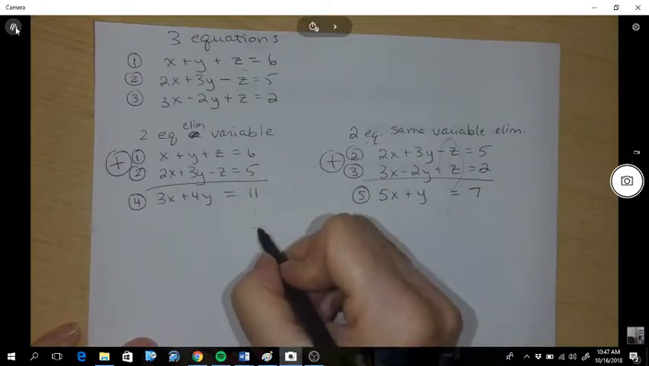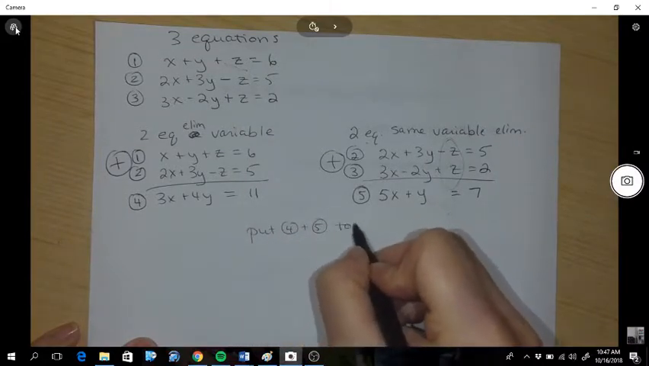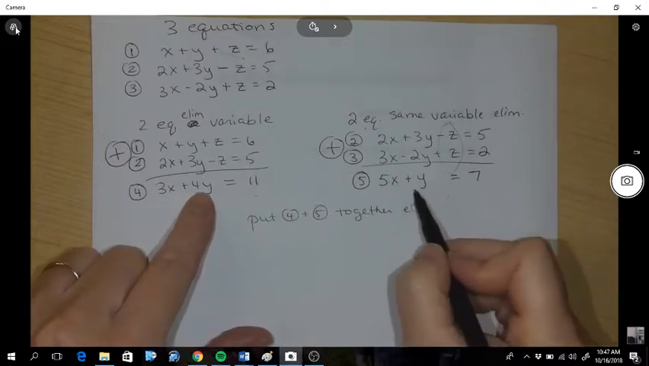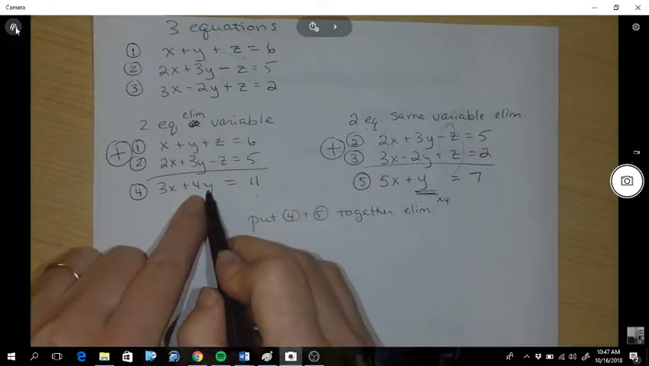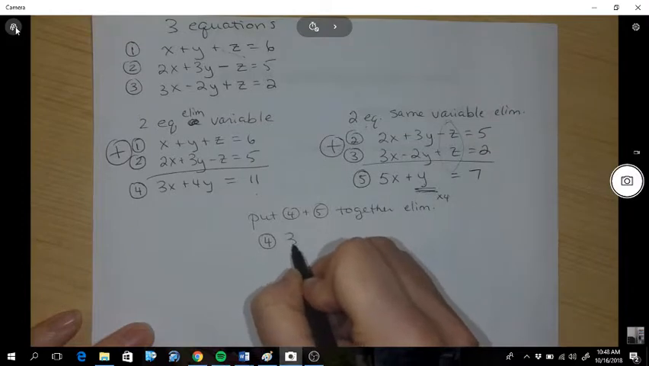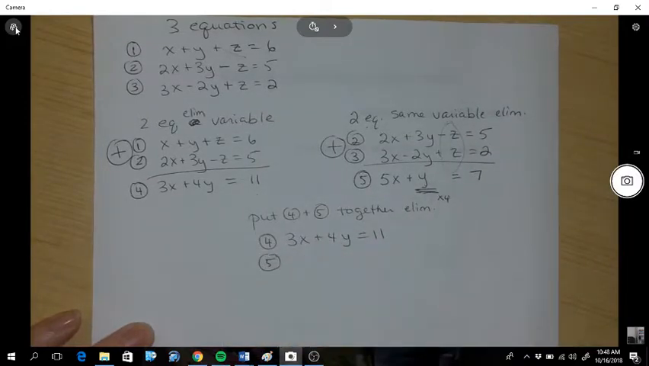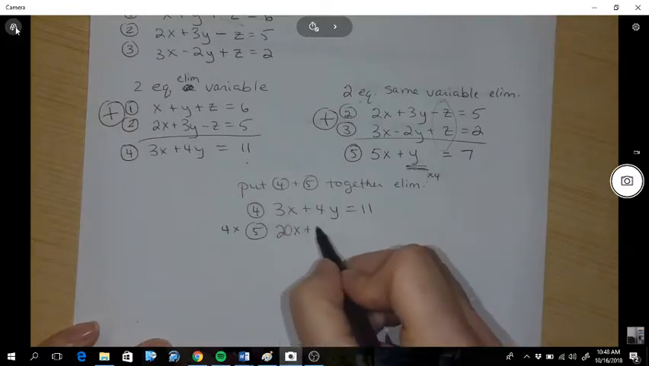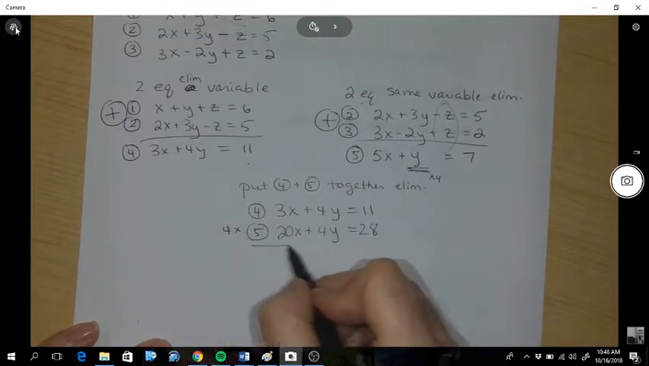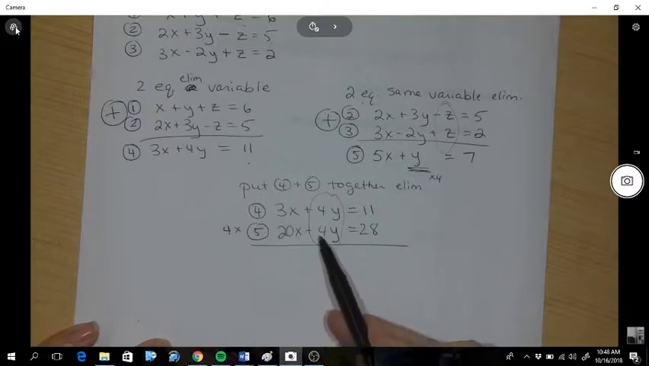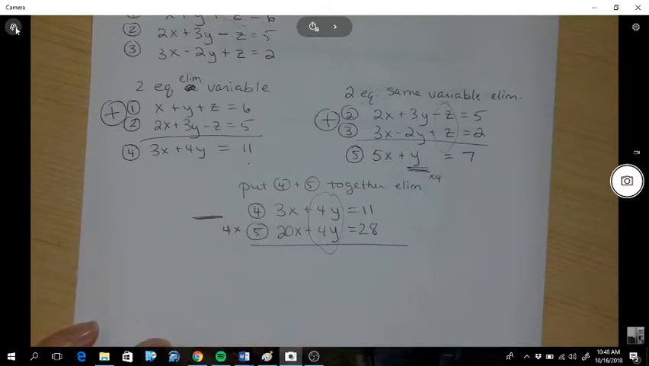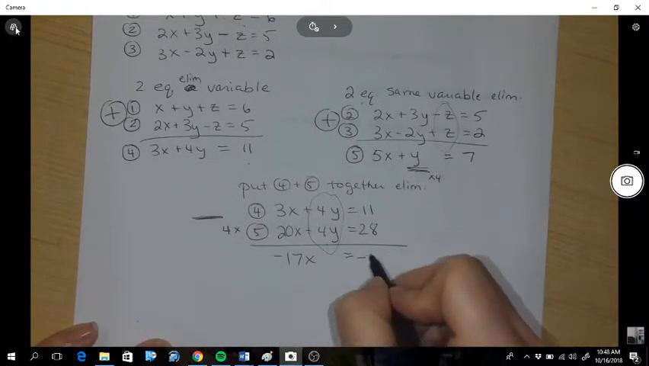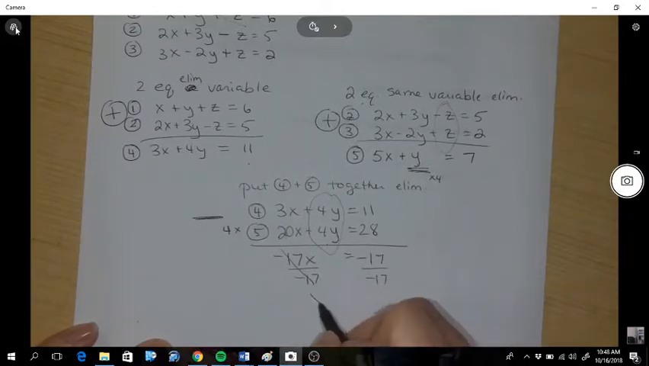Now the third step: put 4 and 5 together and eliminate. Looking ahead, I would like to times equation 5 by 4 so that it would match equation 4. So equation 4 I'm going to write as is. Equation 5 I'm going to multiply by 4, so this is going to be 20x plus 4y equals 28. Now I can eliminate those. Plus 4 and plus 4, they're the same, so same means subtract. So 3 subtract 20 is negative 17x, 11 subtract 28 is negative 17. Divide by negative 17, x equals 1.